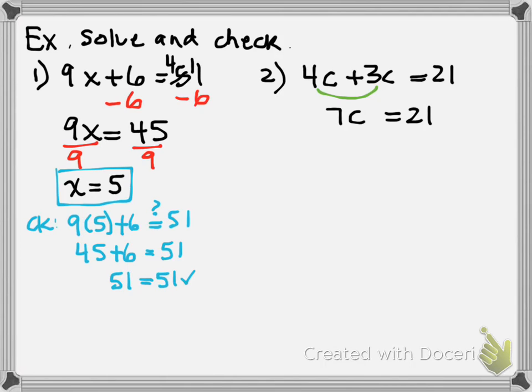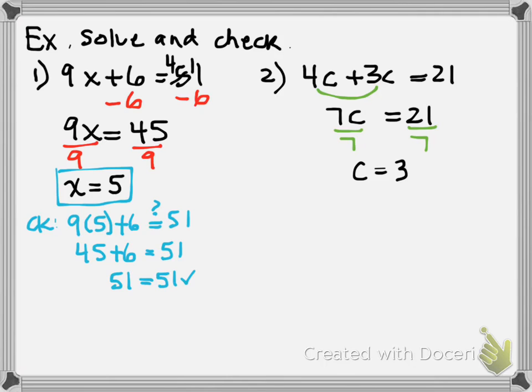Okay, what math am I going to do to get the c alone? Whoa, I heard addition. I don't think so. Division. Okay. What am I going to divide both sides by? 7. Because I need to get the c by itself. And I get c equals 3.